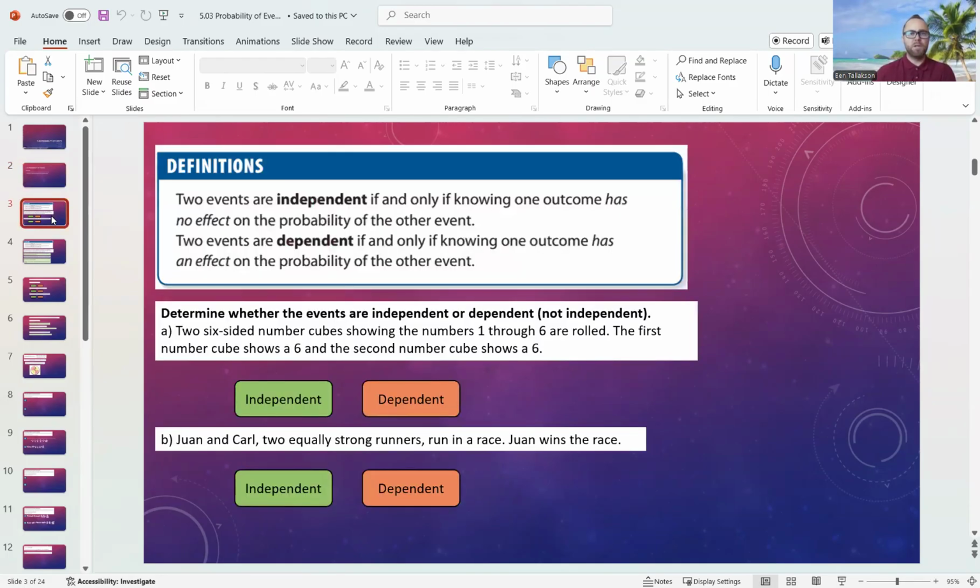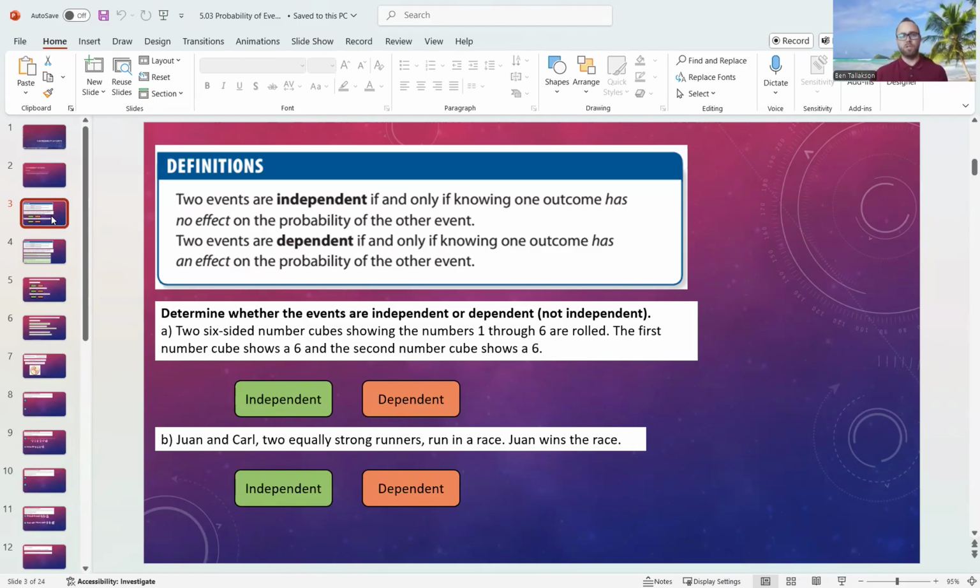So two events are independent if and only if knowing one outcome has no effect on the probability of the other. Both situations are doing their own thing and it doesn't depend at all on the other. Dependent obviously does. So dependent events exist if and only if knowing one outcome has an effect on the probability of the other event. Let's practice a little bit to help you understand.